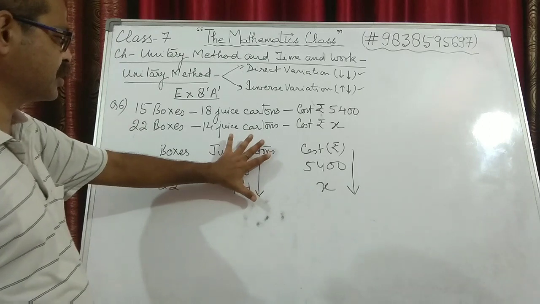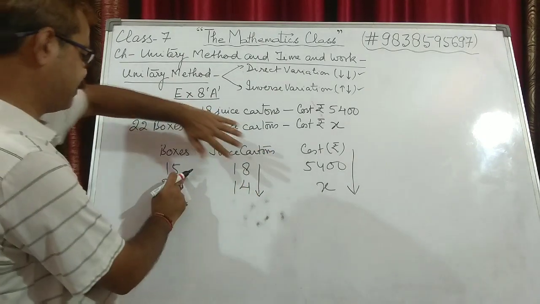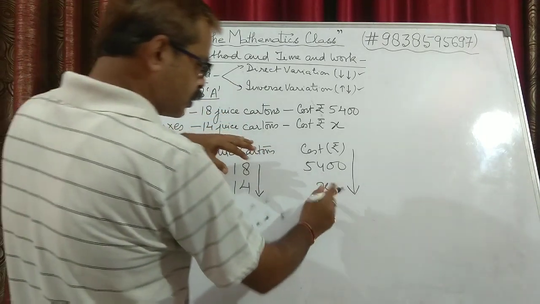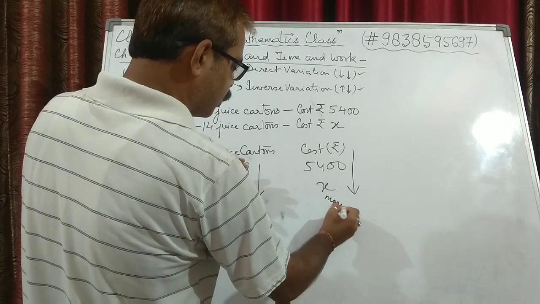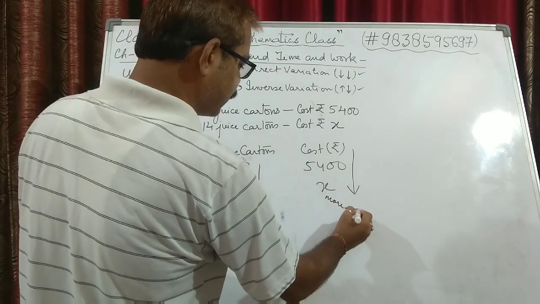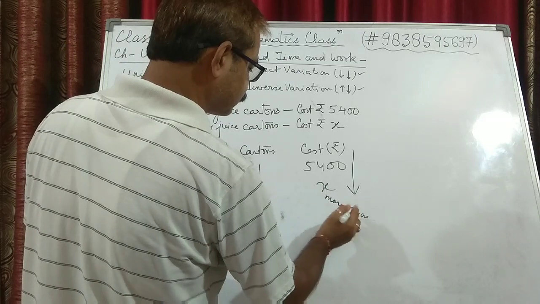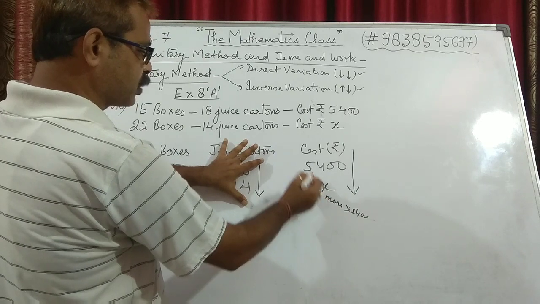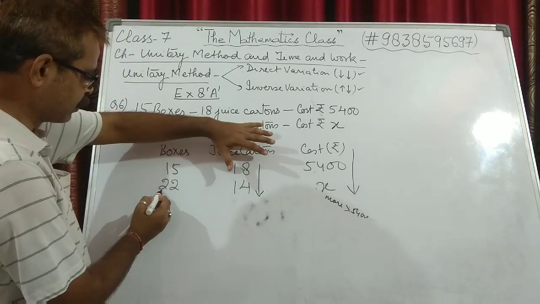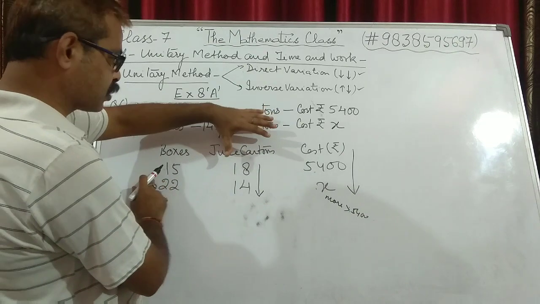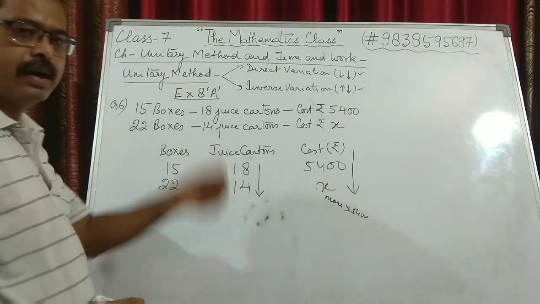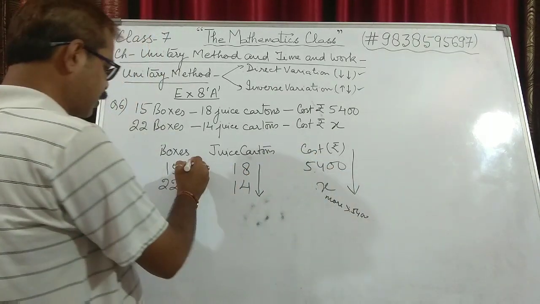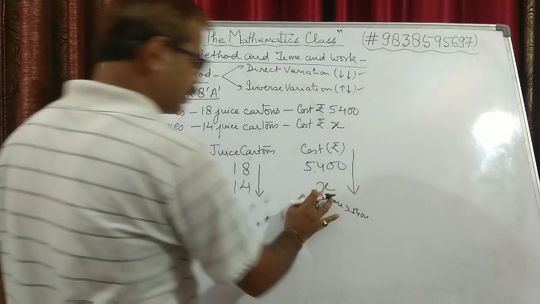Now let's take that this is not given. 15 boxes cost 5,400. So 22 boxes will cost more, more than 5,400. So this value now comes more than 5,400, and here also 22 is more than 15. So boxes and cost are also in direct variation. So if this arrow is downwards, here also we'll place an arrow that will be downwards.